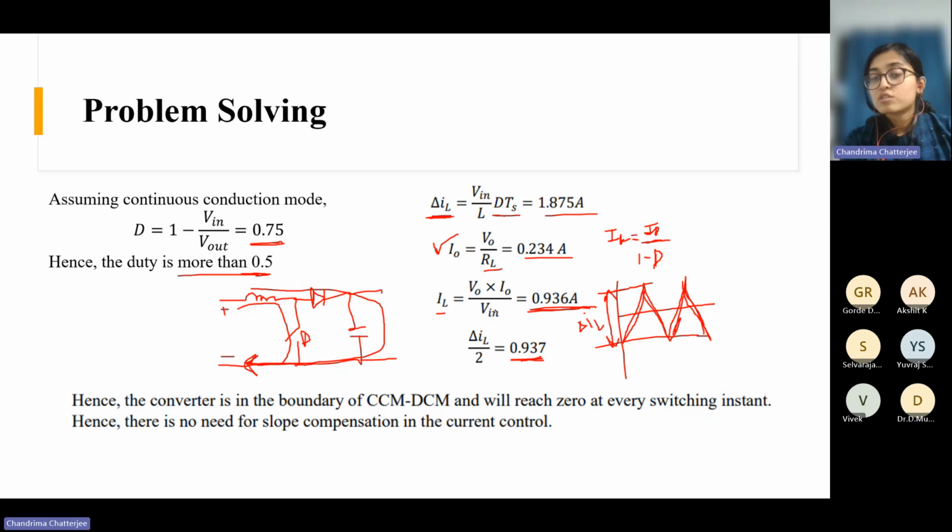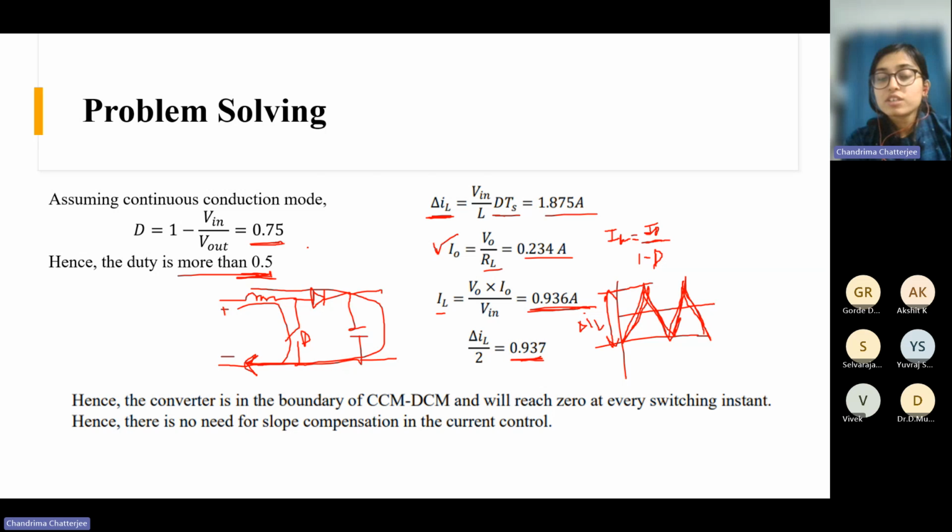So now you saw that even though the duty is greater than 0.5, the slope compensation is not required because it is in critical conduction mode. Okay. So the answer will be the slope compensation here is not required. Okay. Ma'am, is it critical conduction or continuous conduction mode?